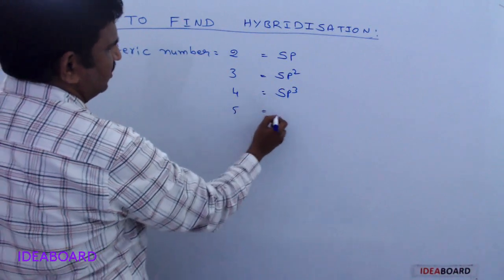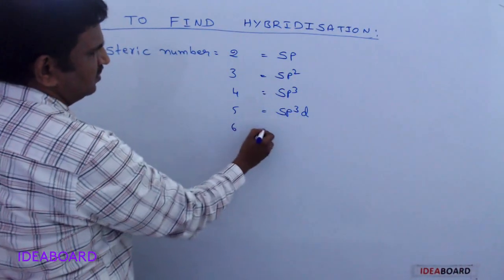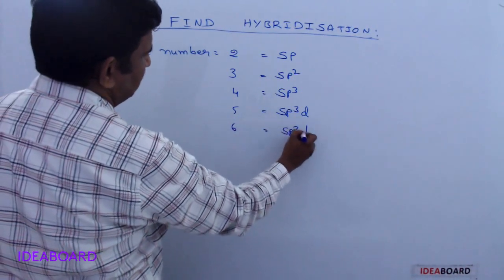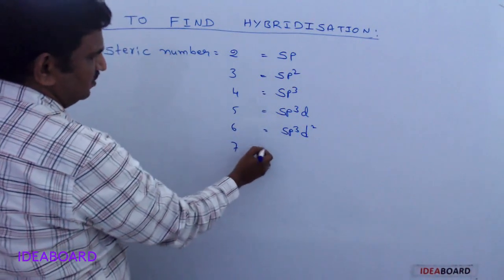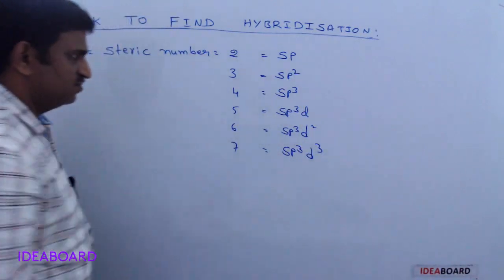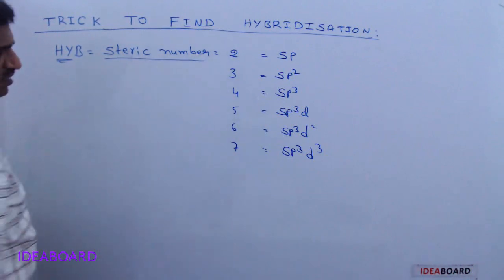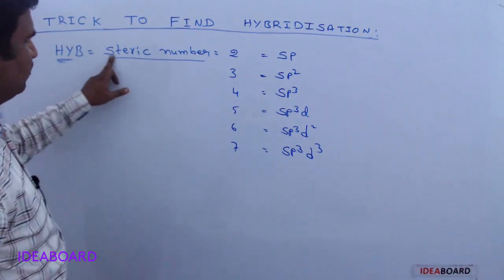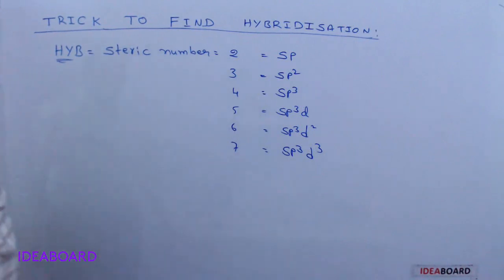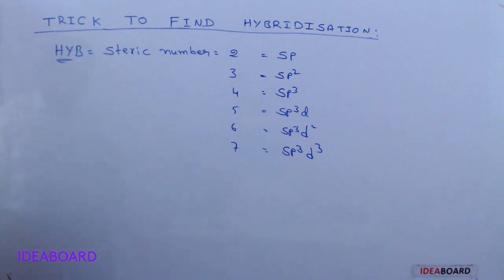If the steric number is 5, the hybridization is sp3d. If the steric number is 6, then the hybridization is sp3d2. If the steric number is 7, then the hybridization is sp3d3. So first, to get the hybridization, we need to calculate the steric number. What does steric number mean, and how do we calculate it for a particular molecule or ion?